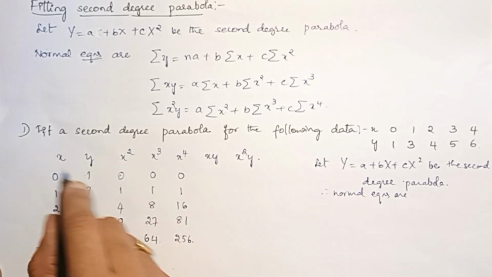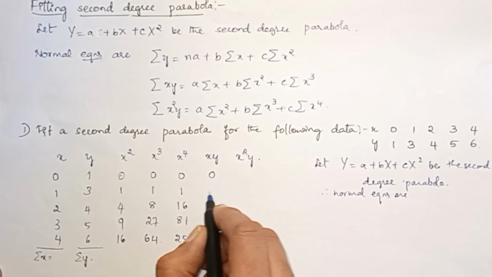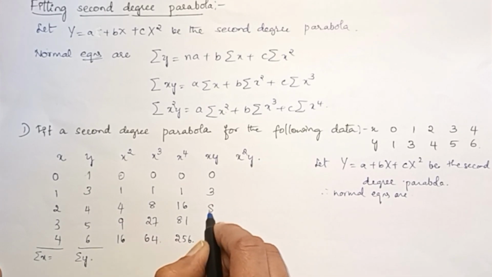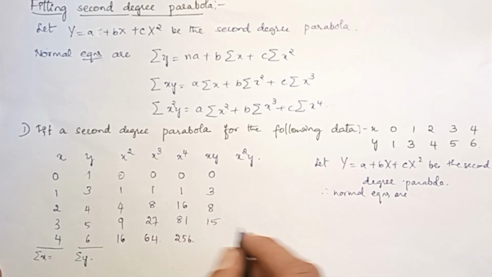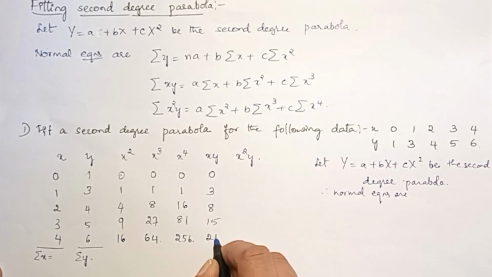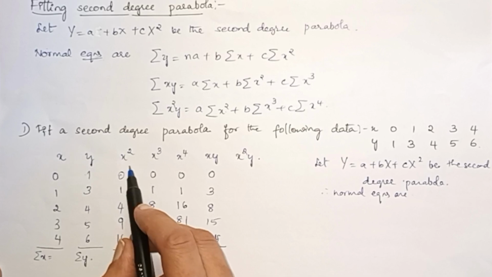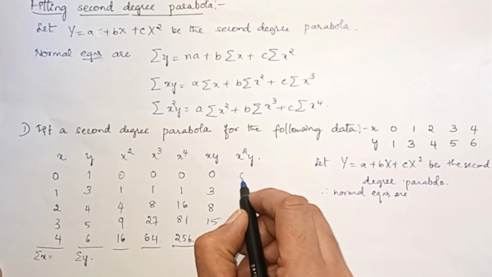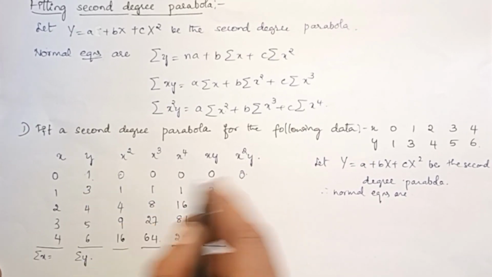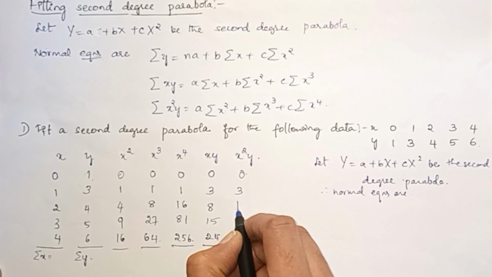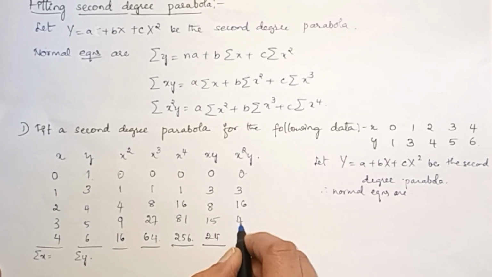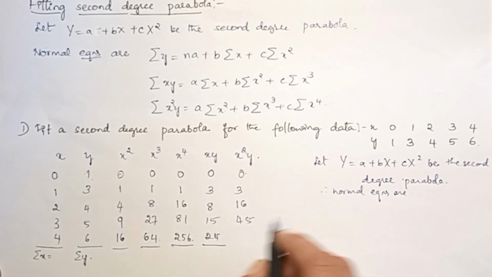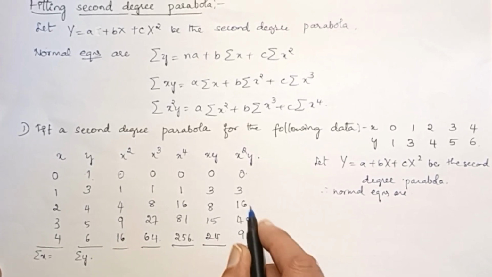Then I want x into y. This is 0, 1 3s are 3, 4 2s are 8, 5 3s are 15, 6 4s are 24. And then I want the sum of all. Then x square into y, that is this column into y. 1 into 0 is 0, 3 1s are 3, 4 4s are 16, then 9 5s are 45, 16 6s are 96. You have to add up all these values.